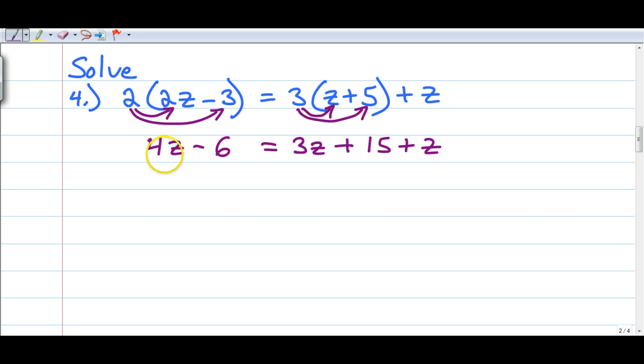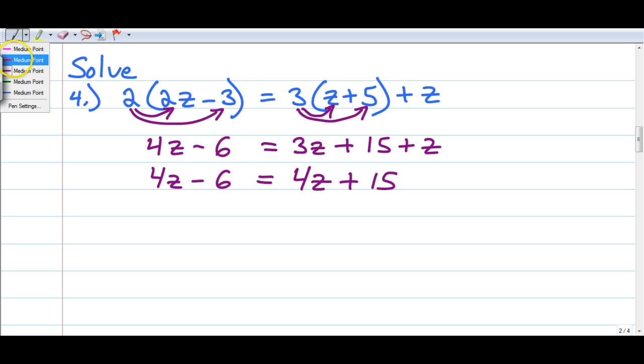Next, we'll combine like terms. The left side, there are no like terms. On the right side, we see the 3z and the z. These are like terms. So we'll combine the 3z plus the 1z to make a 4z. On the other side, copy down as is.